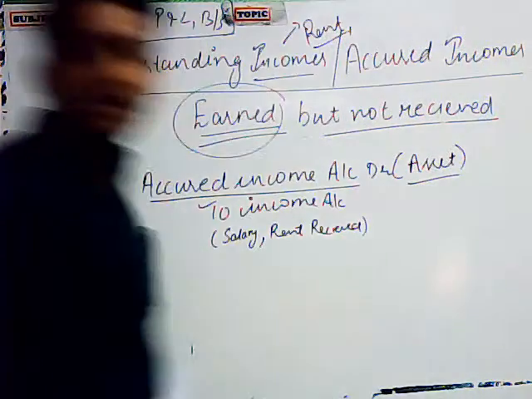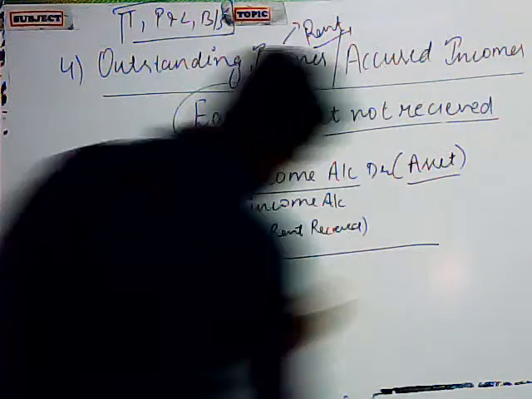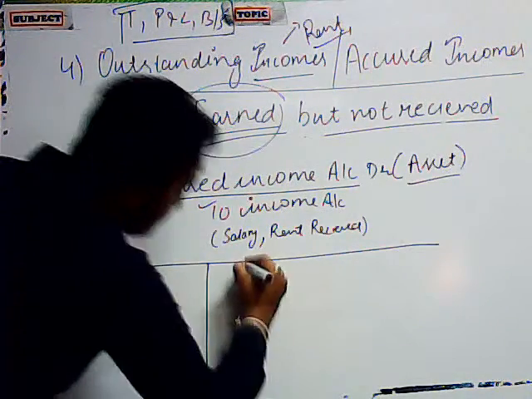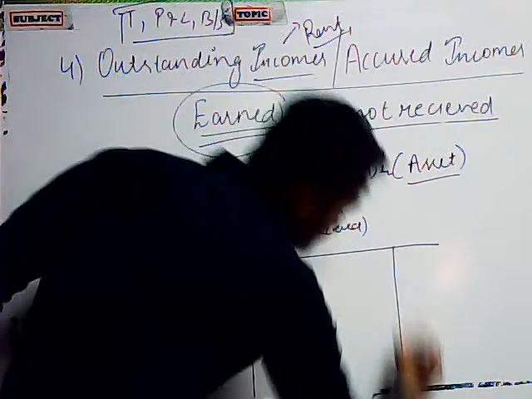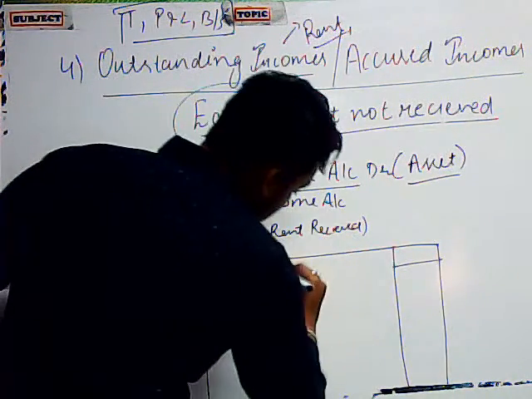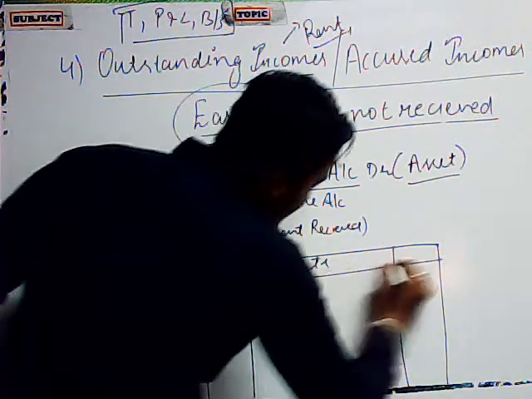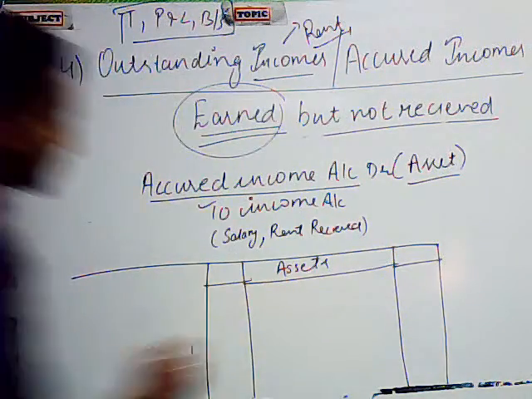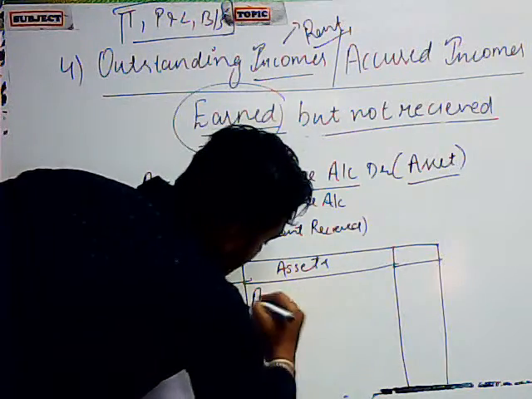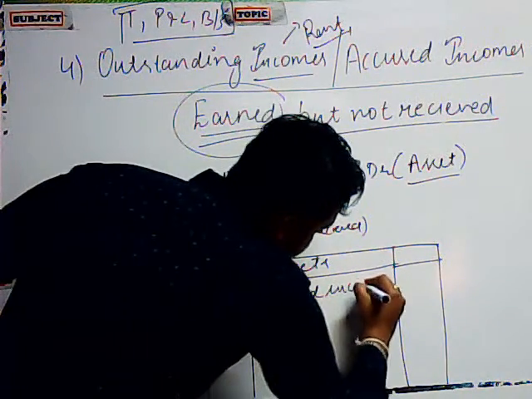अब ये asset की बात आती है तो हमें कहाँ पे रिकॉर्ड करना है? Under the balance sheet. How do we have to record this thing under the balance sheet? You have to write down here assets under the balance sheet and name it accrued income.